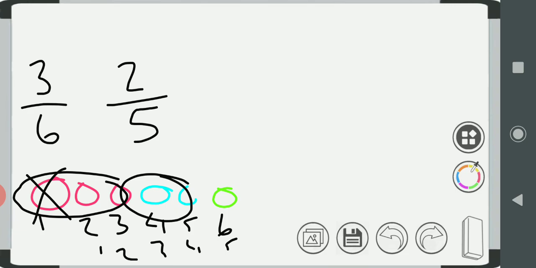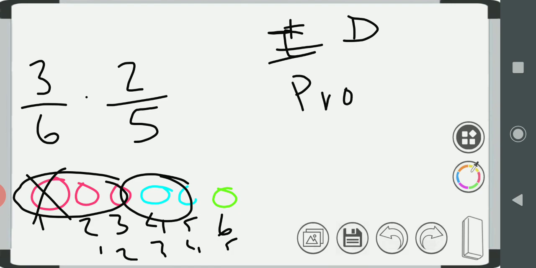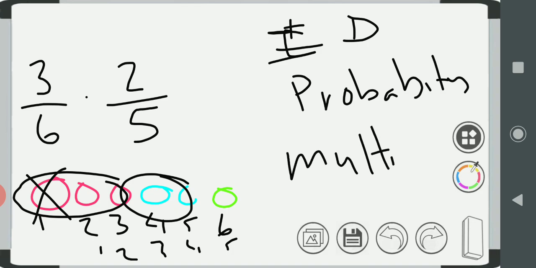So to find the probability of this compound event, I want both of these things to happen. I first want to pick red, and then I want to pick blue. I multiply them. That's what you do. You find the probability of the first event happening, the probability of the second event happening. So first you determine, are they independent or dependent? That's supposed to be an I, believe it or not. That's what you do first. Then you find the probability of each item happening, and then you multiply. And that is it.